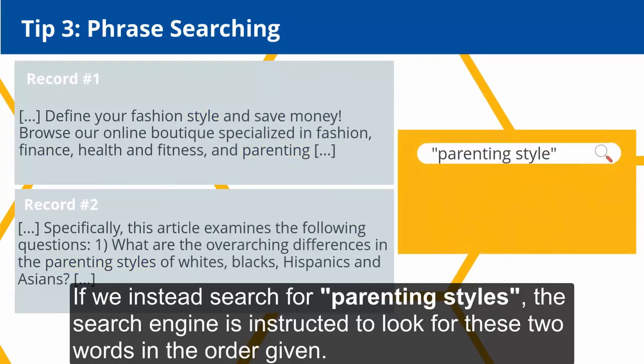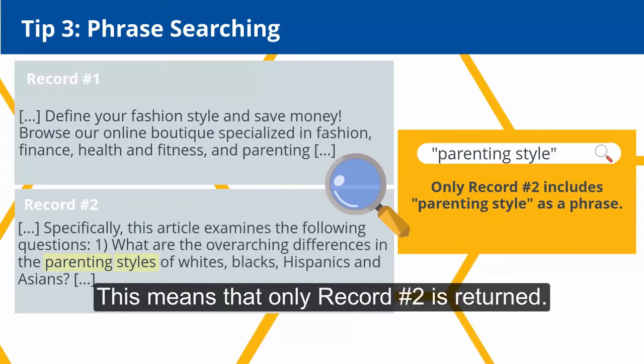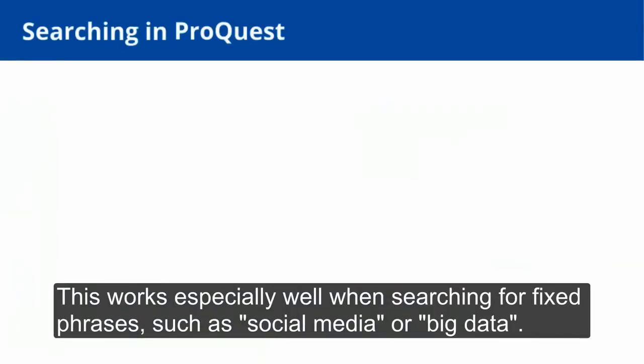If we instead search for "parenting styles" in quotation marks, the search engine is instructed to look for these 2 words in the order given. This means that only record number 2 is returned. This works especially well when searching for fixed phrases such as social media or big data.